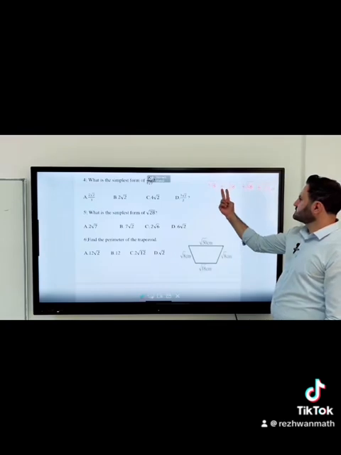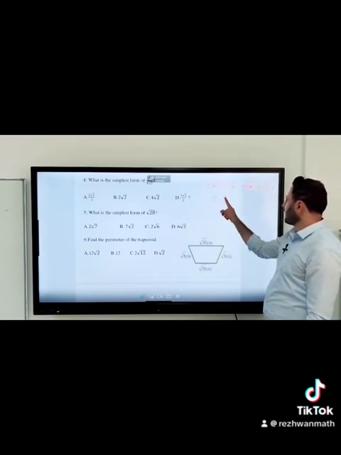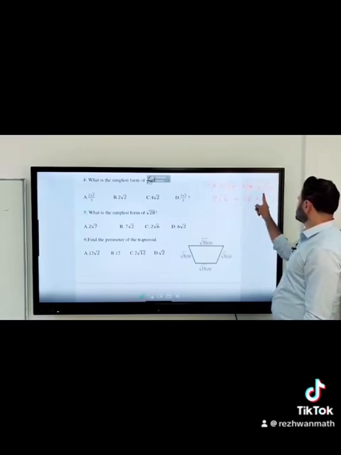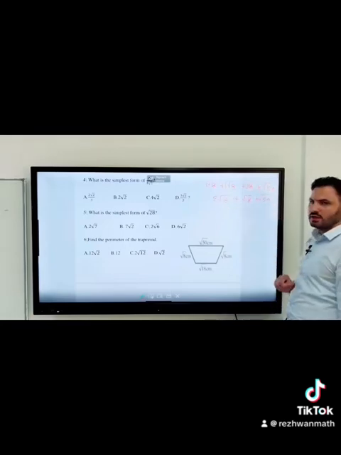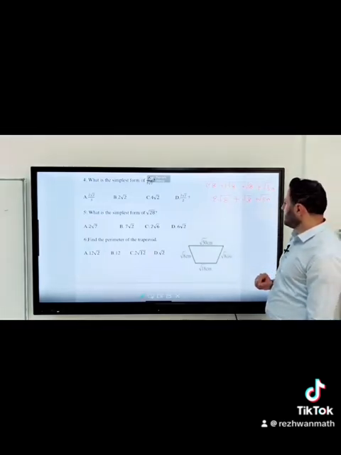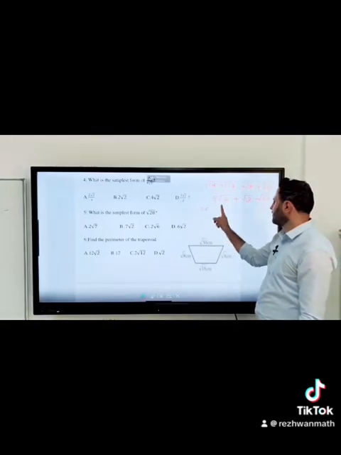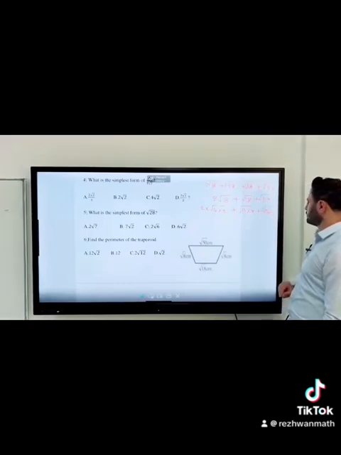Now, we have the same square root. 1 and 1 are there. So 1 plus 1 we get 2 square root 8 plus square root 18 plus square root 50. Now, you have to simplify each square root. Okay, what are the factors of 8? 4 times 2. So we can write 2 times square root of 4 times 2. And for 18 we have 9 times 2. And for 50 we have 25 times 2.